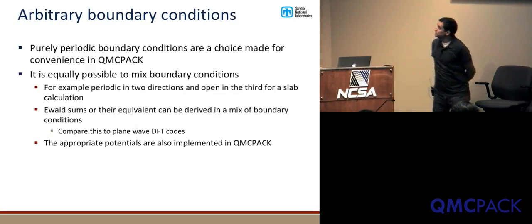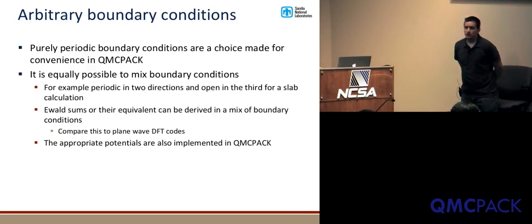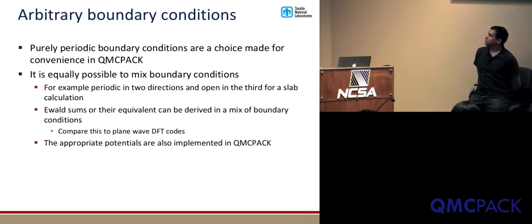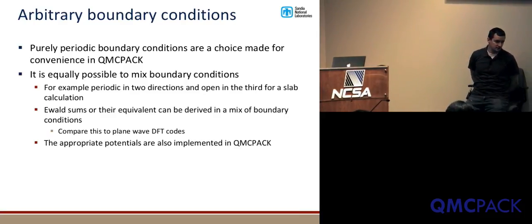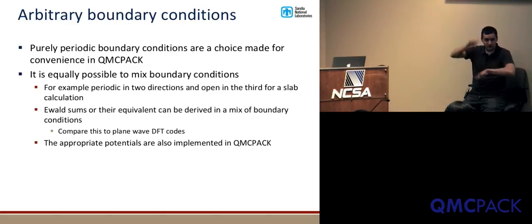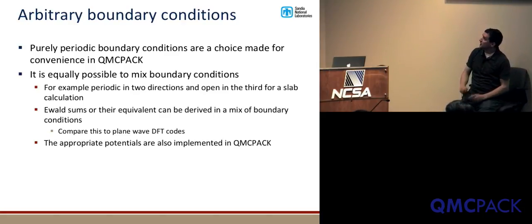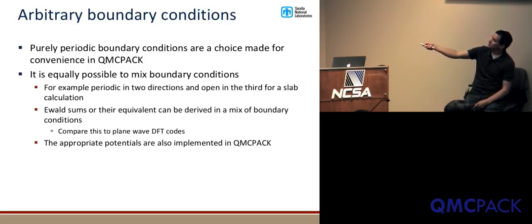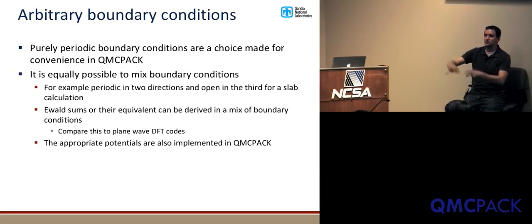An advantage that QMCPACK has over some other techniques is that we can use arbitrary boundary conditions. So everything I was saying before is ostensibly for purely periodic boundary conditions in all three directions. But we can actually mix the boundary conditions. For example, you can say we want a periodic interaction in two directions. Let's say I'm doing a 2D material, graphene or something like this, and I'd like to have vacuum.